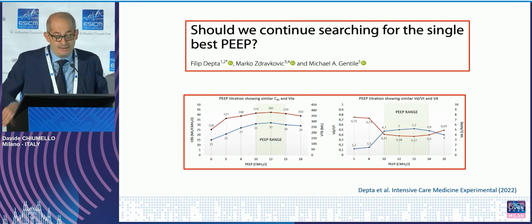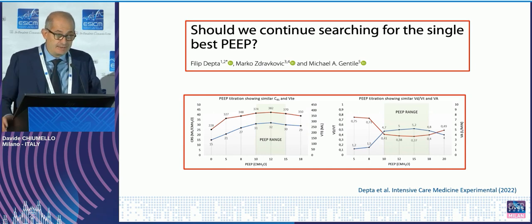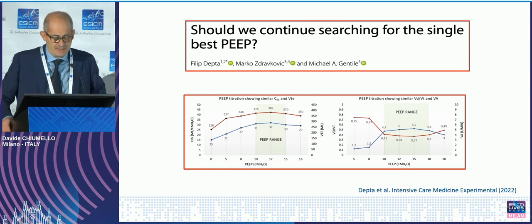And again, in the right part of the slide, there is no change regarding the dead space and, as a consequence, no change regarding the alveolar minute ventilation. So the idea is not to play with just one level of PEEP in ARDS patients, but to try to use a range of PEEP.